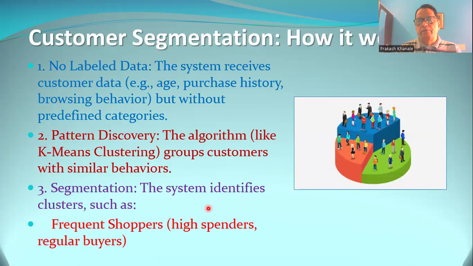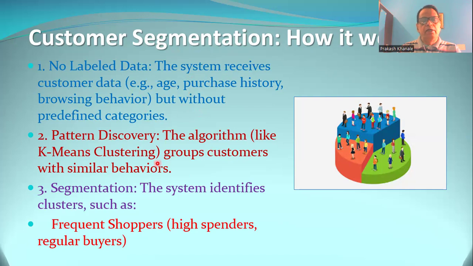Now let us understand unsupervised learning with the help of one simple example, which is called customer segmentation. Suppose whenever you go to any mall or to a shop, you will purchase certain things, and the system will receive the customer data. The customer data can consist of age, purchase history, and browsing behavior also. Many times you make use of a website to purchase things. And you will find that this is the data, but there is no predefined category.